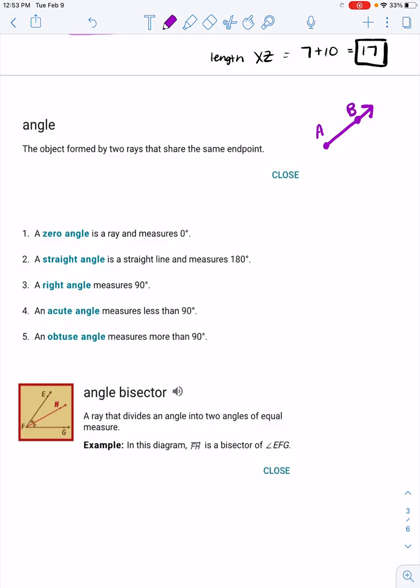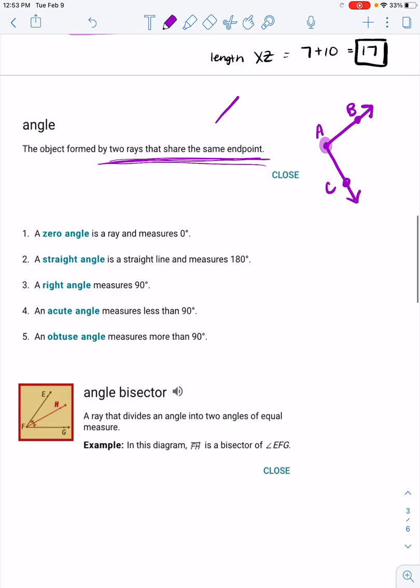Now it says it's formed by two rays that share the same endpoint. I didn't mean to cross that out. Two rays that share the same endpoint. So if I have another ray that starts at this point A, and it goes in a different direction, maybe we can name that AC, then this right here, we call that an angle. So that whole thing together is an angle.